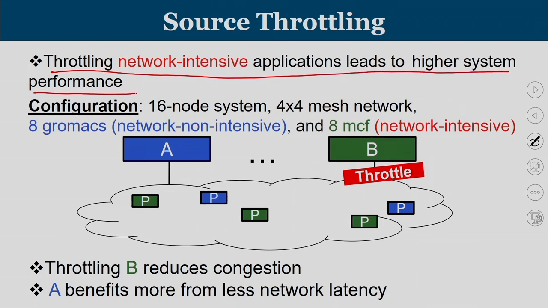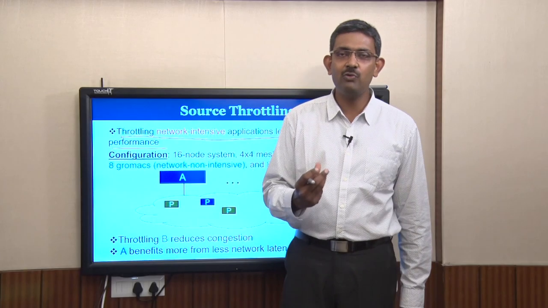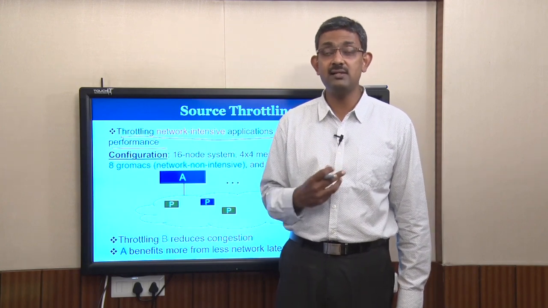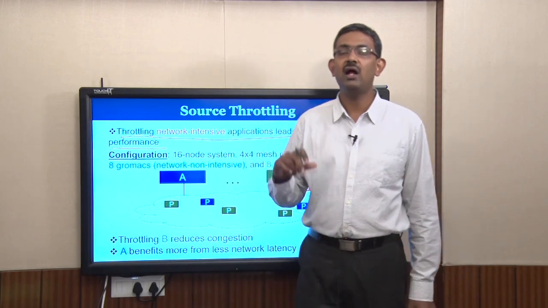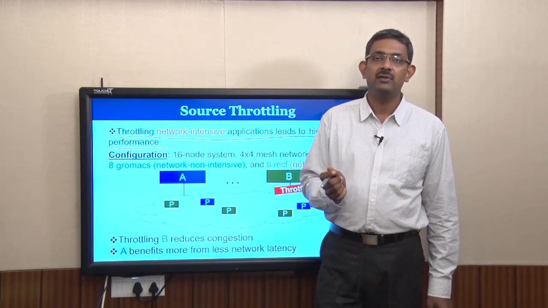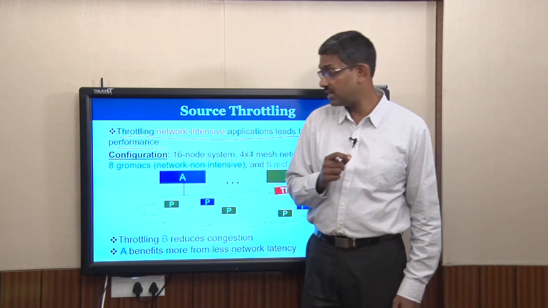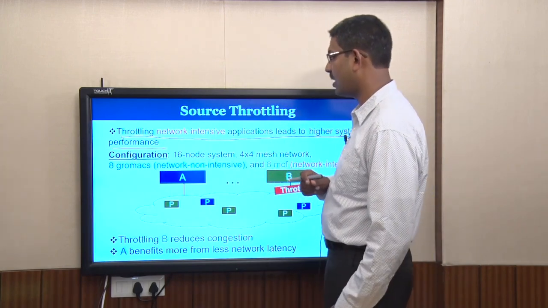So, when you have multiple applications running on a TCMP, it is not like we arbitrarily pick one of the tiles and try to throttle. Essentially, you have to find out which is a network intensive application, that application which pumps too many packets into the network, and throttle them. So, which application to throttle is really an important question that we have to answer.